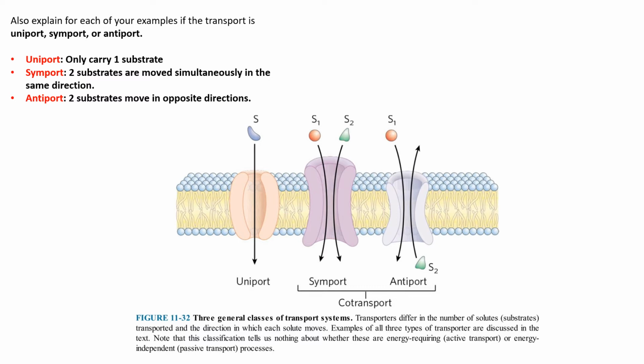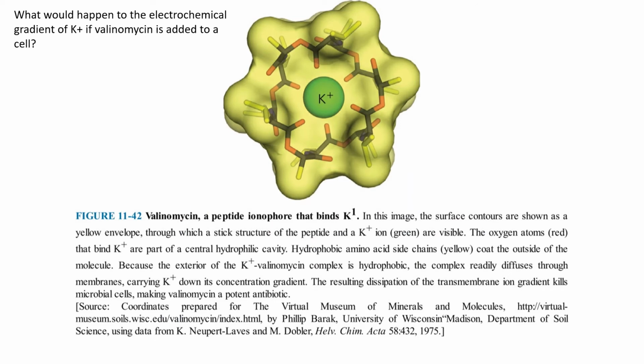Okay. Explain for each of your examples if the transport is uniport, symport, or antiport. So once you find your examples, then you look at the definitions for each of these 3. Uniport means that you only carry one substrate. So here it is, uniport, one substrate. Symport, you carry 2 substrates, and they're moved simultaneously in the same direction. So substrate 1 and substrate 2, and they're both going in the same direction. And then you have antiport. You have 2 substrates that move in opposite directions. Okay?